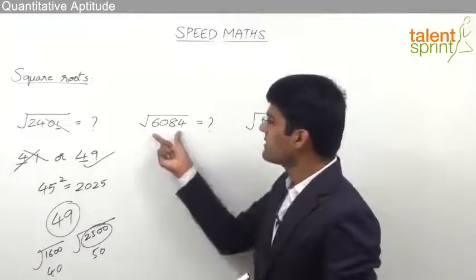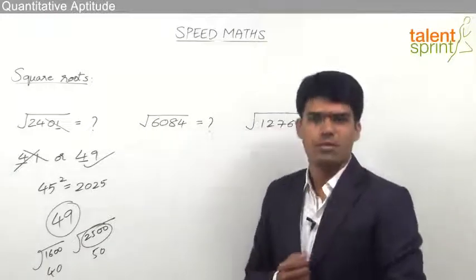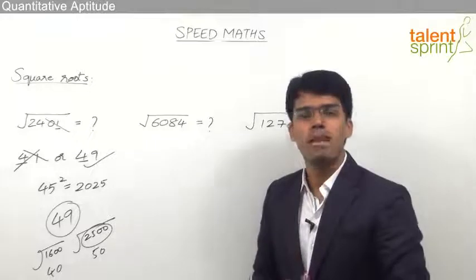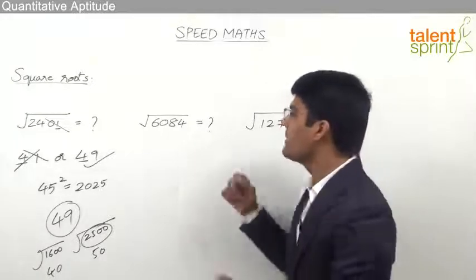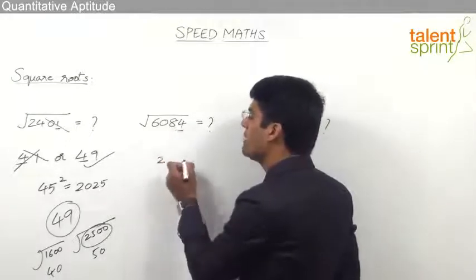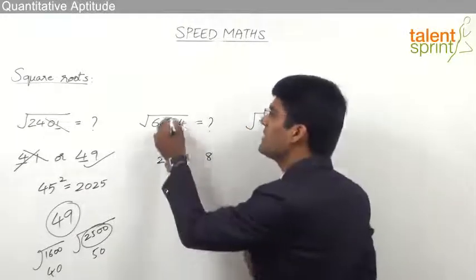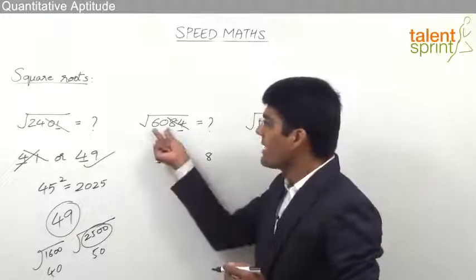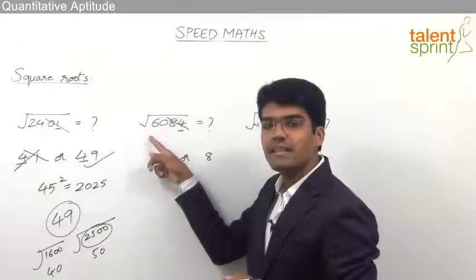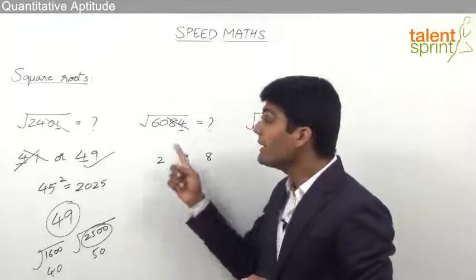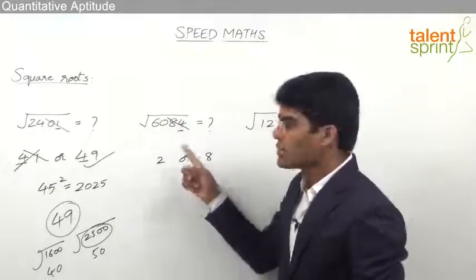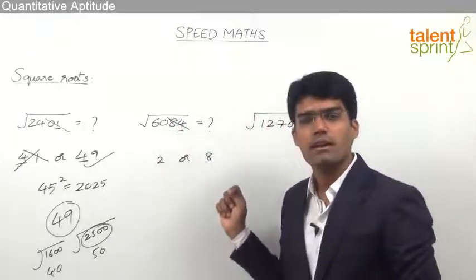The second one here is the square root of 6084. Let us take 6084 to be a perfect square. Now as the number is ending in 4, its square root will end with 2 or 8. So that's the first step. Now the second step here is to leave the last 2 digits and find out a number which is less than 60 and a perfect square. And remember, it should be immediately less than 60. So what is less than 60 and a perfect square?